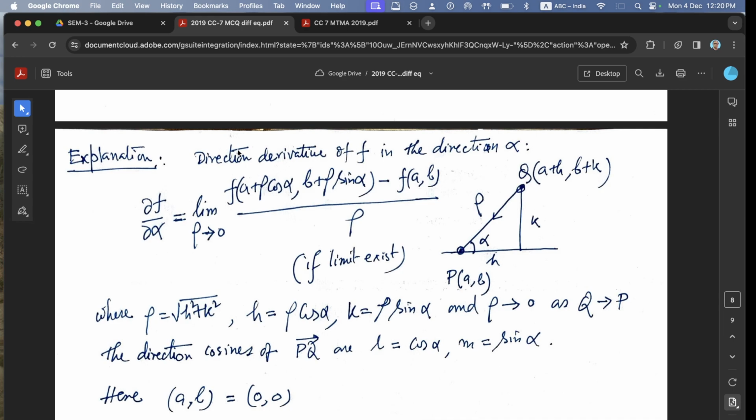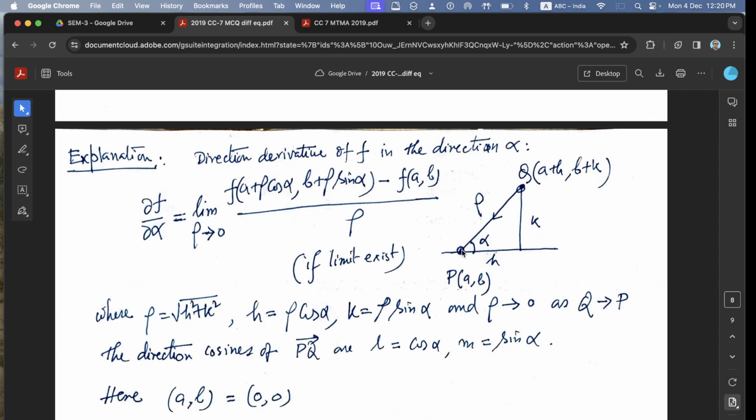Now, the definition of the directional derivative of f in the direction of alpha, if this limit exists: del f by del alpha equals the limit as rho tends to 0 of f of (a plus rho cos alpha, b plus rho sin alpha) minus f of (a, b), divided by rho, if this limit exists.